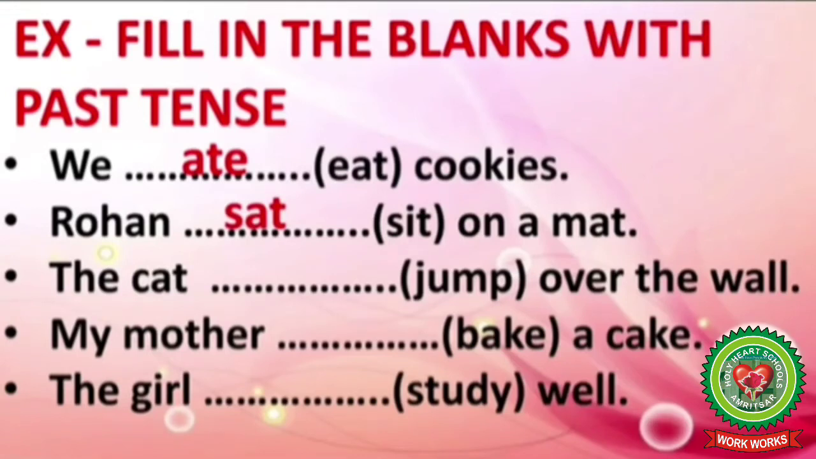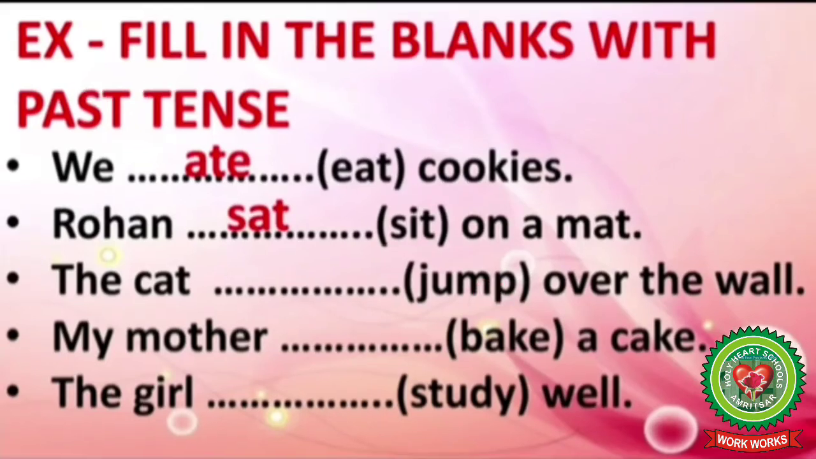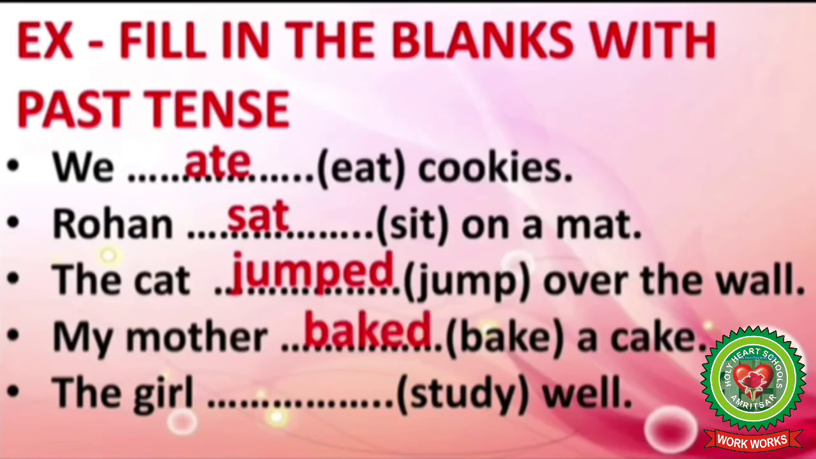Next sentence is the cat dash in bracket jump over the wall. Students, what is the past form of jump? The past form of jump is jumped. So our sentence would be the cat jumped over the wall. Next sentence is my mother dash in bracket bake a cake. Students, what is the past form of bake? The past form of bake is baked. So our sentence would be my mother baked a cake.